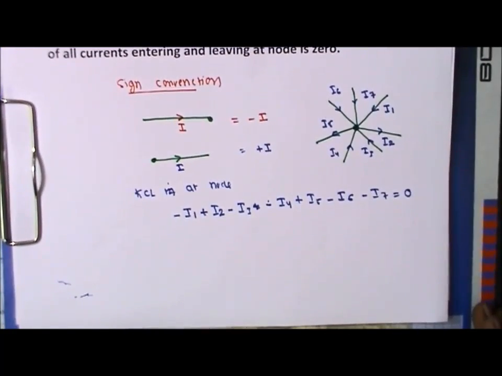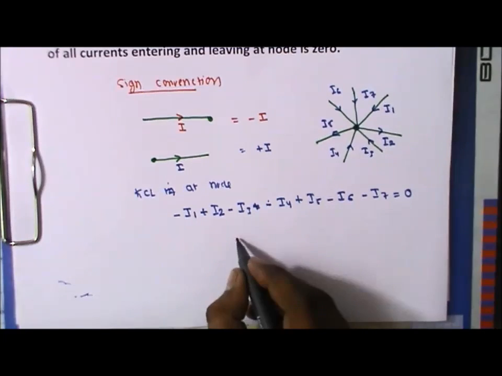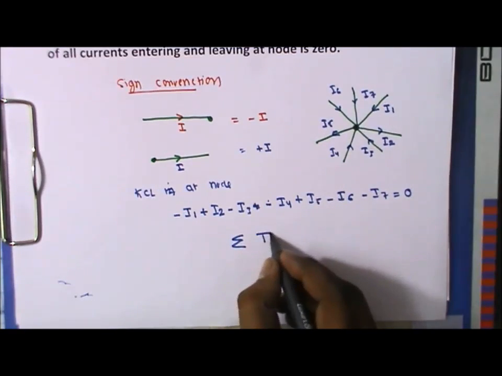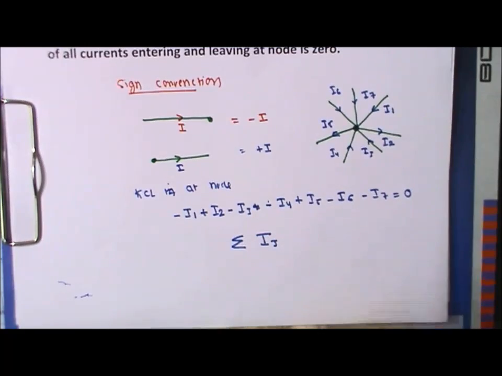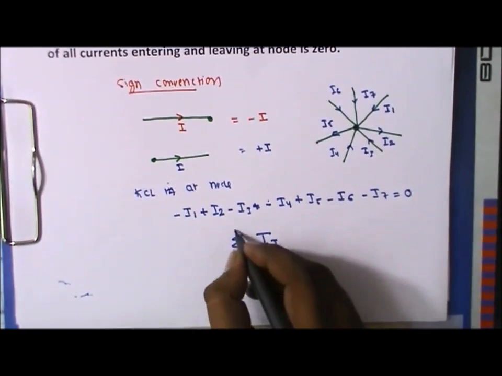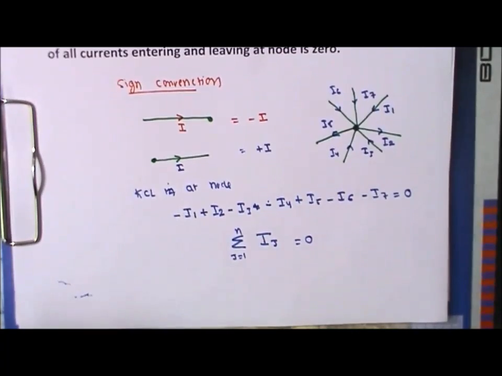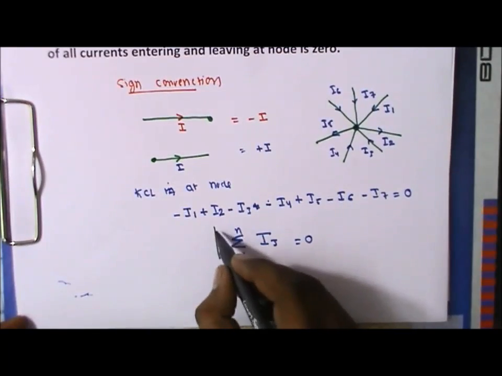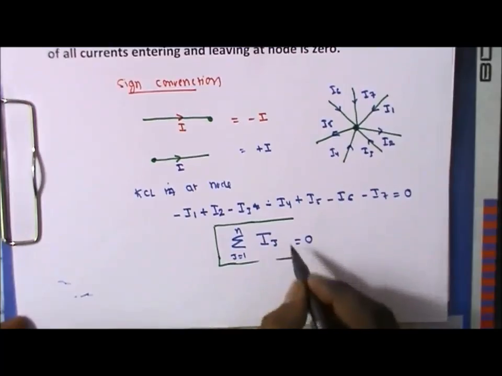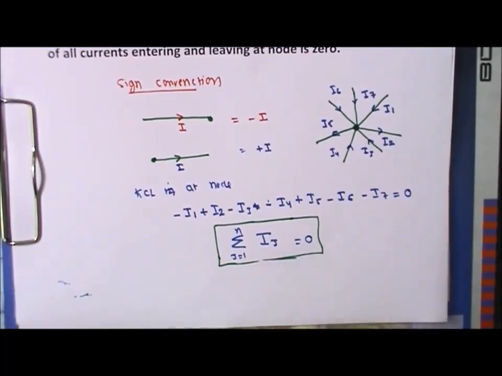This is the basic convention to write the equation for the KCL. Mathematically, we can represent it as sigma of I_j, where I_j are I1, I2, I3, I4 up to n terms, so the sum for j from 1 to n should be equal to 0. This is the mathematical representation for the KCL equation.